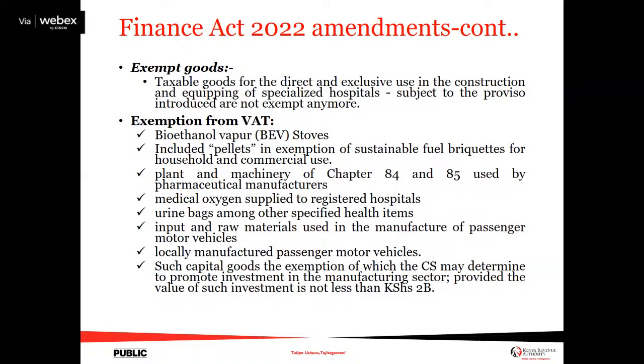Exemptions from VAT include the bioethanol vapor stoves, pellets, and sustainable fuel briquettes for household and commercial use. Remember, all these things are being driven just to support the common wananchi and to support the environment. Plant and machinery of Chapter 84 and 85 used by pharmaceutical manufacturers, medical oxygen supplied to registered hospitals, urine bags, among other specified health items, input and raw materials used in the manufacture of passenger motor vehicles, locally manufactured motor vehicles, and such capital goods, the exemption of which the CS may determine to promote investment in the manufacturing sector, provided the value of such investment is not less than shillings 2 billion.